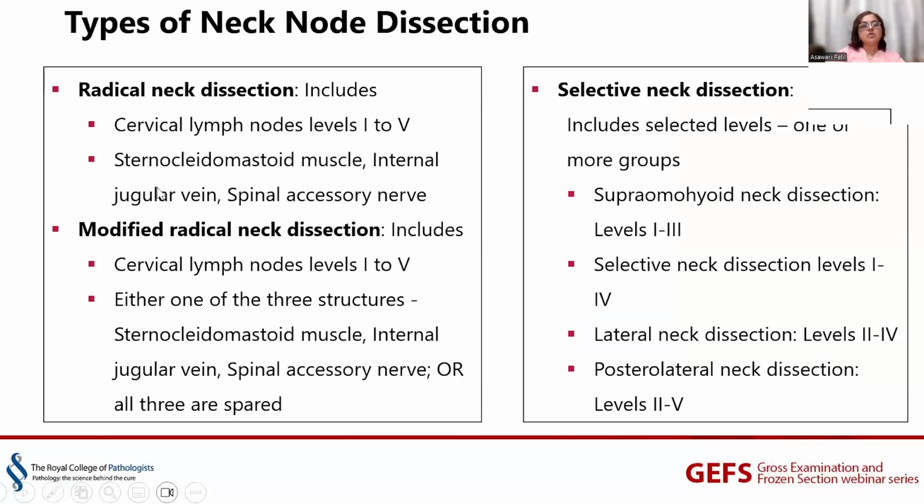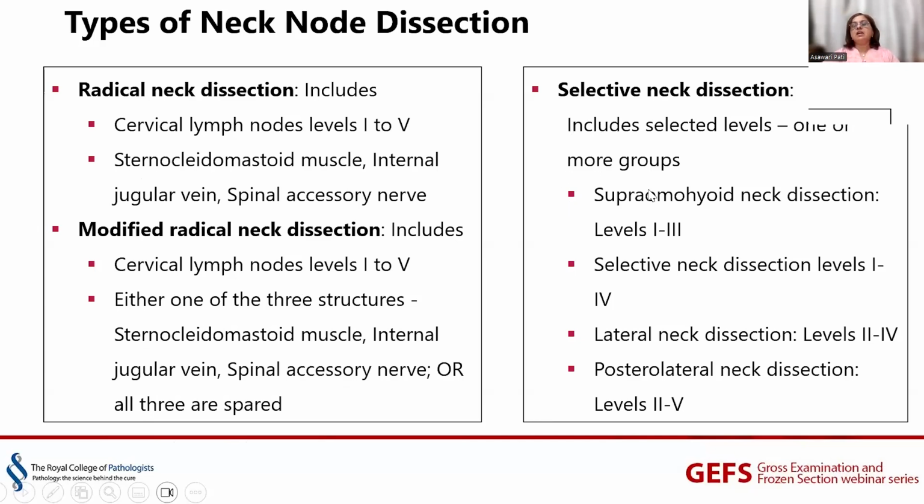node dissection. So modified radical node dissection includes again all 5 levels, but it may or may not include one of the following structures. That is, most of the times it's the sternocleidomastoid which may be included, and the internal jugular vein sometimes, or the spinal accessory nerve, or all three structures can be spared. So if these three important structures, sternocleidomastoid muscle, IJV, and spinal accessory nerve are spared, definitely this is a less morbid event compared to radical neck dissection.